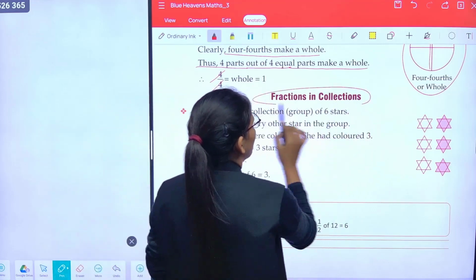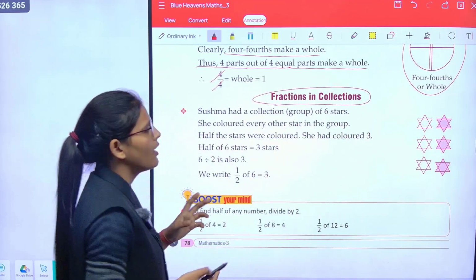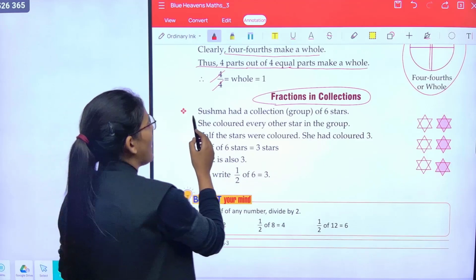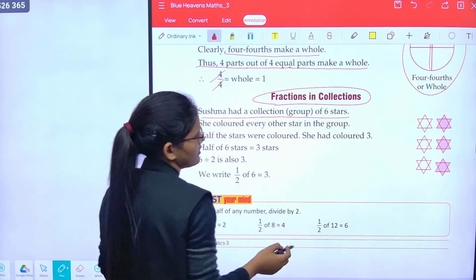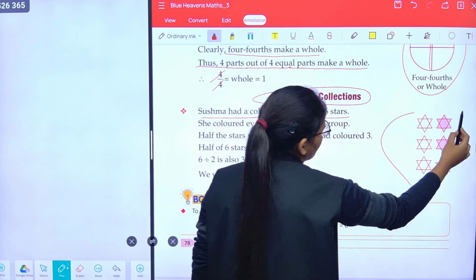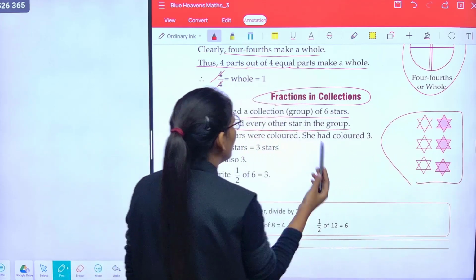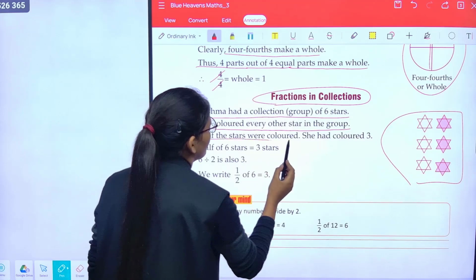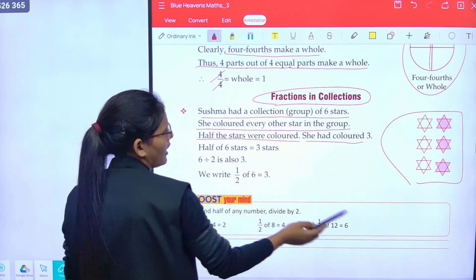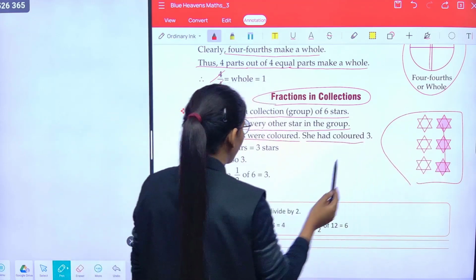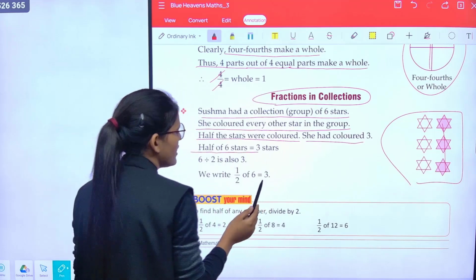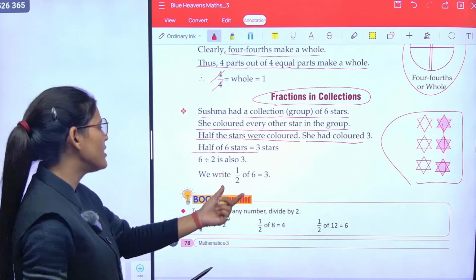Now fractions in a collection. Sushma had a collection group of 6 stars. Now she colored every other star in the group. Half the stars were colored. She colored 3 stars. Half of 6 stars is equal to 3 stars.